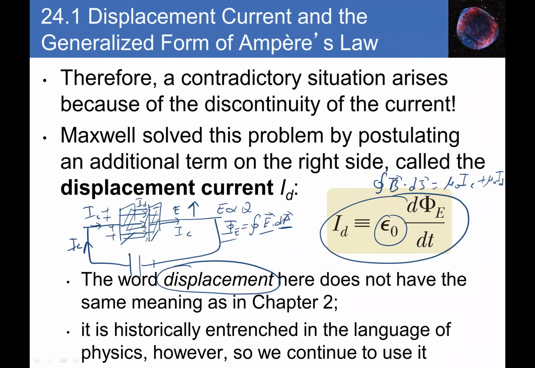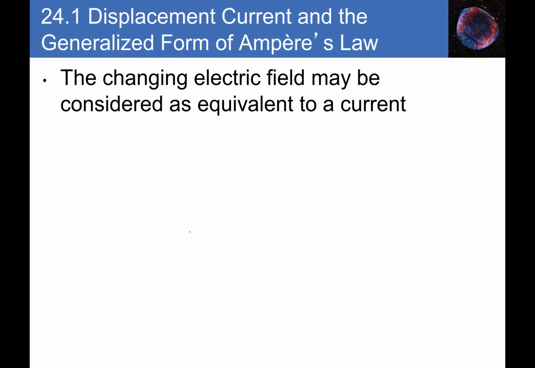It's just you have two types of current, let's say a conventional current everywhere in the conducting wires and a displacement current between the plates. So that's why what we have here is the contribution to the Ampere's law by Maxwell. He pretty much fixed that equation, right? So the changing electric field may be considered as equivalent to a current.